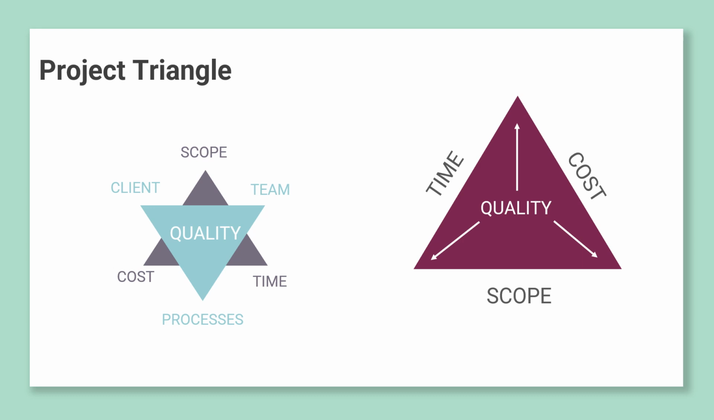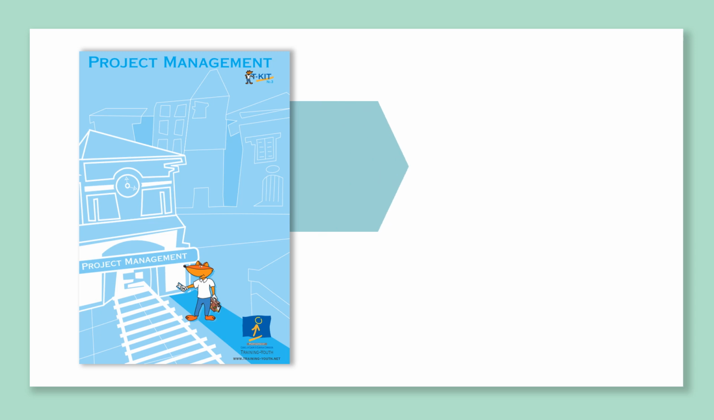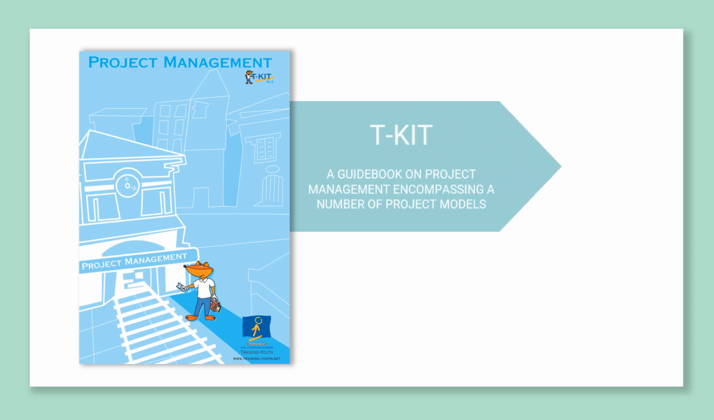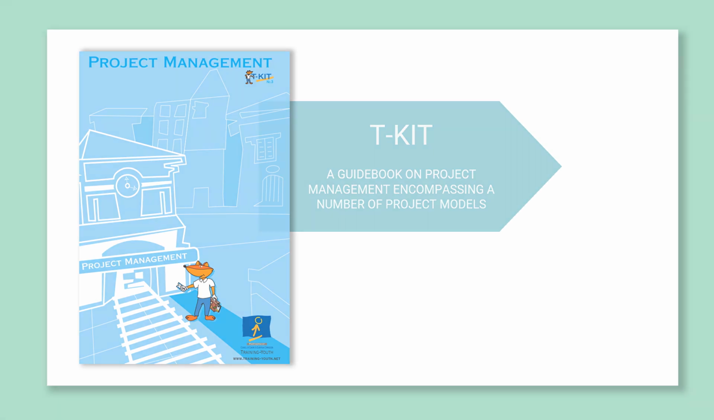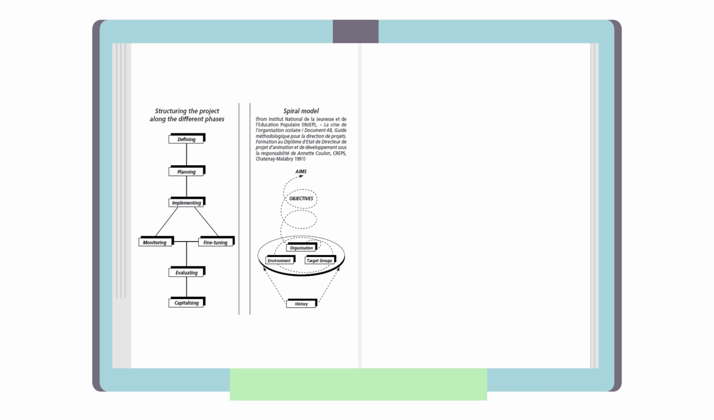If any of the elements is changed, it will impact the other elements and the overall project. A popular resource for youth workers is the T-Kit series, published by the Council of Europe. T-Kit is a guidebook on project management and encompasses a number of project models. All the models are highlighting different aspects of project management and helping the users to understand different perspectives and dimensions.